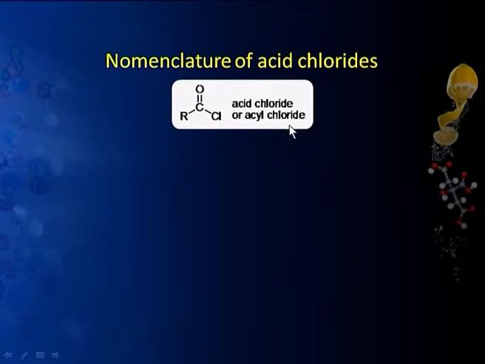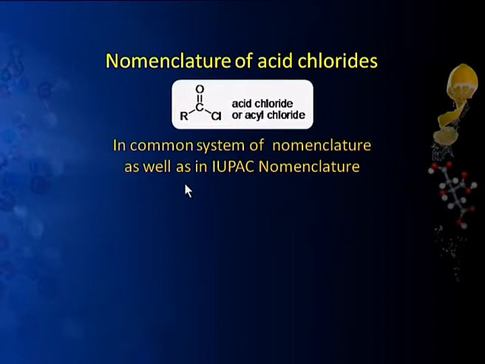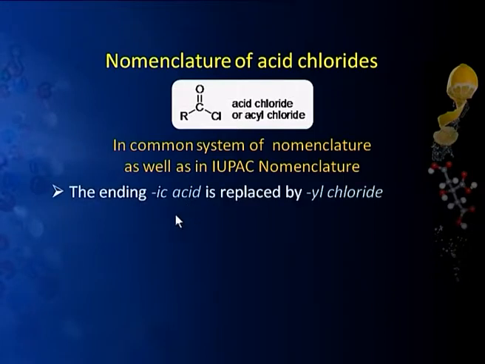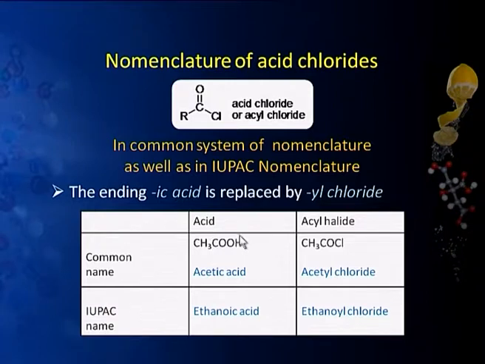First we will take acid chlorides. The acid chlorides are named in the IUPAC system as well as by the common system, in which the suffix ic acid in the name of the acid is replaced by another suffix, acyl chloride. Such as this common acid called acetic acid. The common name for this acid is acetic acid, whereas the IUPAC name is ethanoic acid. When the OH group of this acid is replaced by Cl, we get this compound CH3COCl.